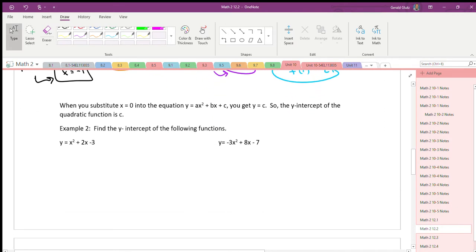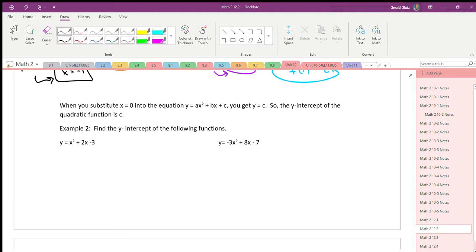All right, so moving on. When you substitute x equals 0 into this equation, you get C. So that is the y-intercept. So if I ever need to find the y-intercept, if it's in standard form, that's the one thing standard form is good for. If I just plug in 0 for x, it'll easily find a y-intercept.